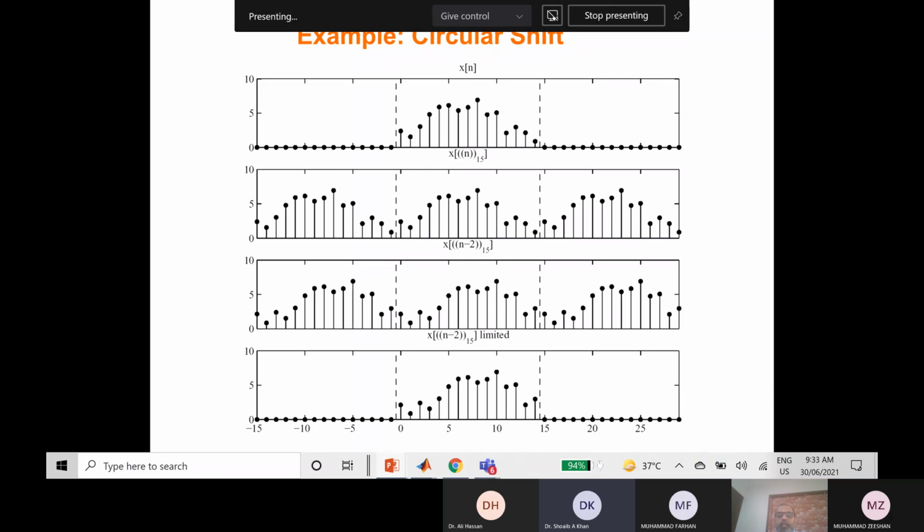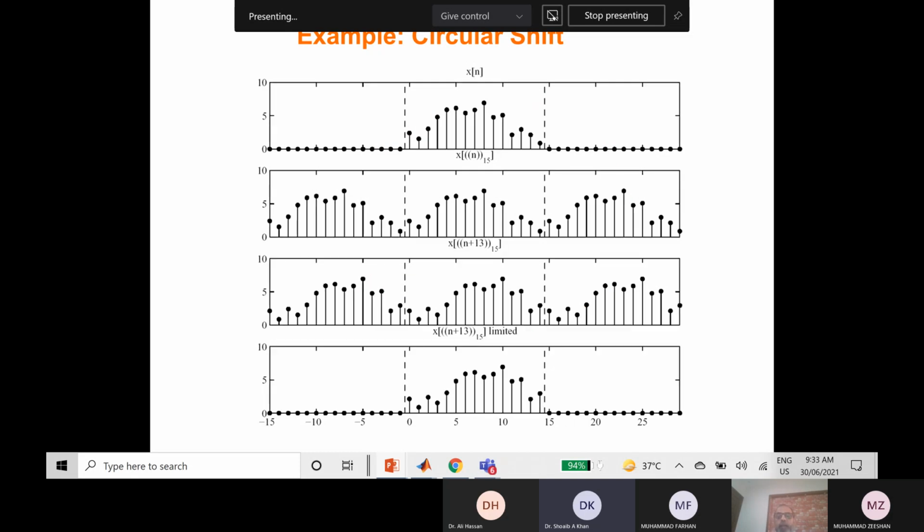So this is an example. If you are shifting it by 1 or 2, you have to redraw this on both sides, make it periodic, then shift it, and then throw away this part. So this will be the effect: a shift in time is multiplication of your Fourier transform by an exponential. So the circular shift property will apply.